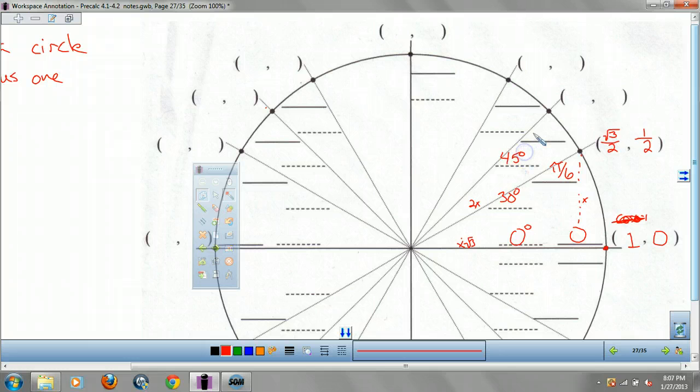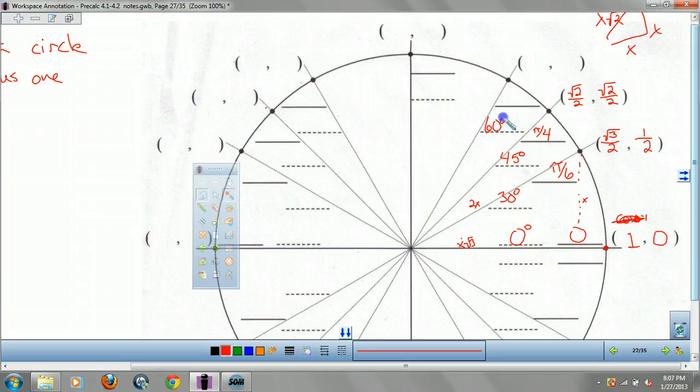Okay? Well, let's go up a little bit further. 45 degrees. Same as pi over 4. Now, again, we did this one before. That's x square root 2, right? So that's where I get my cosine is square root 2 over 2, and my sine is the same thing. Again, guys, cosine, sine.